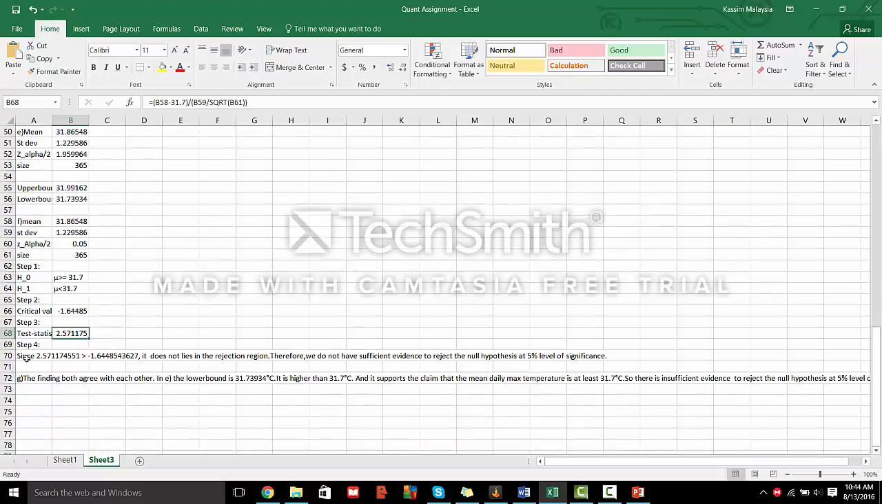So step 4, the power, we check whether reject or not reject. So since 2.571175745551 is more than the critical value, it does not lie in the rejection area because it lies in the unshaded area. So therefore we don't have sufficient evidence to reject the null hypothesis at 5% level of significance.